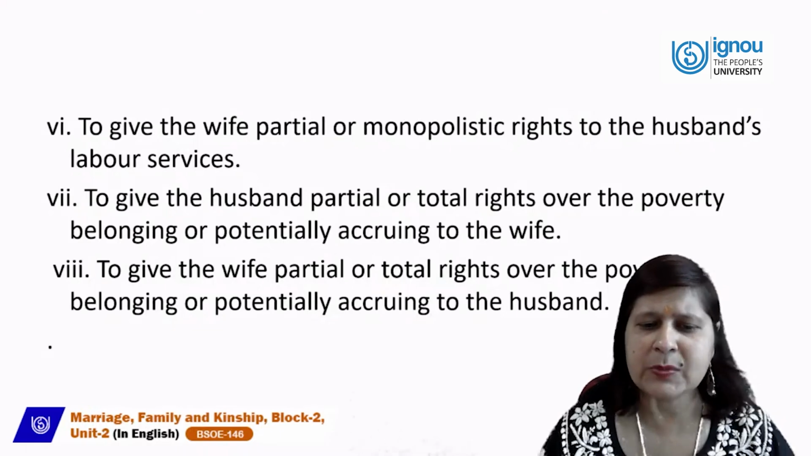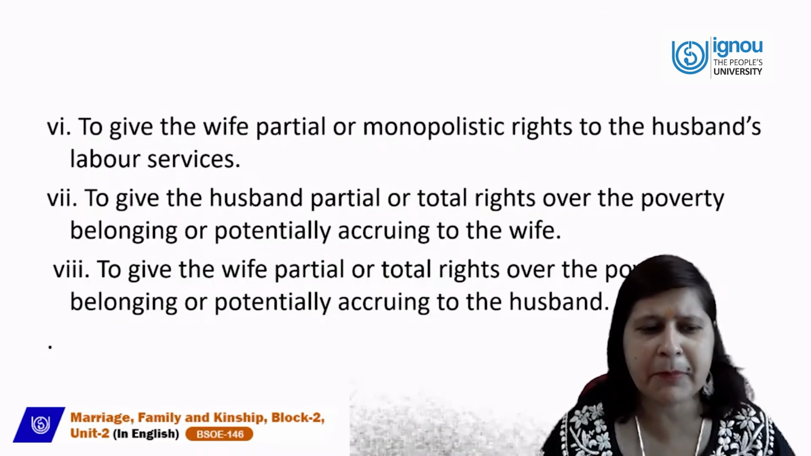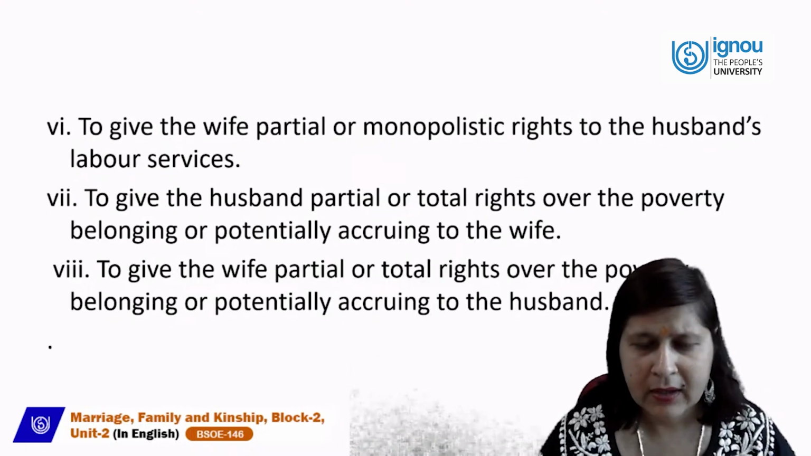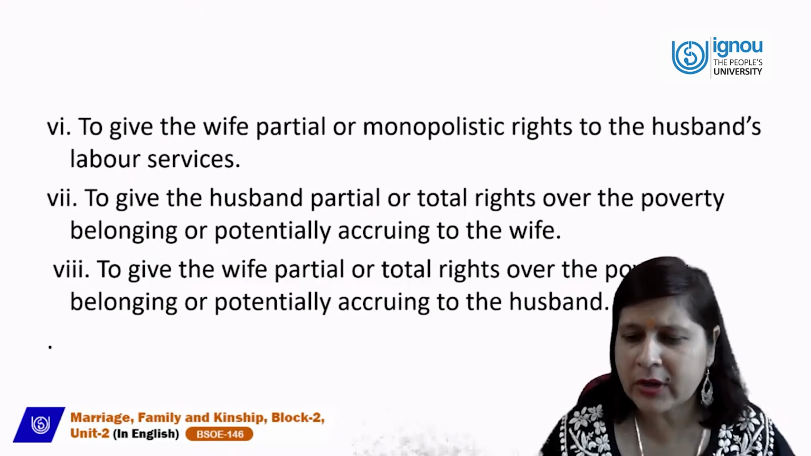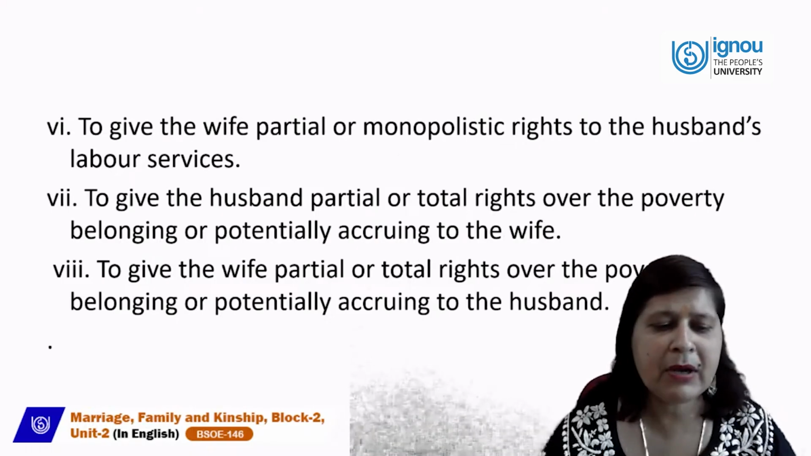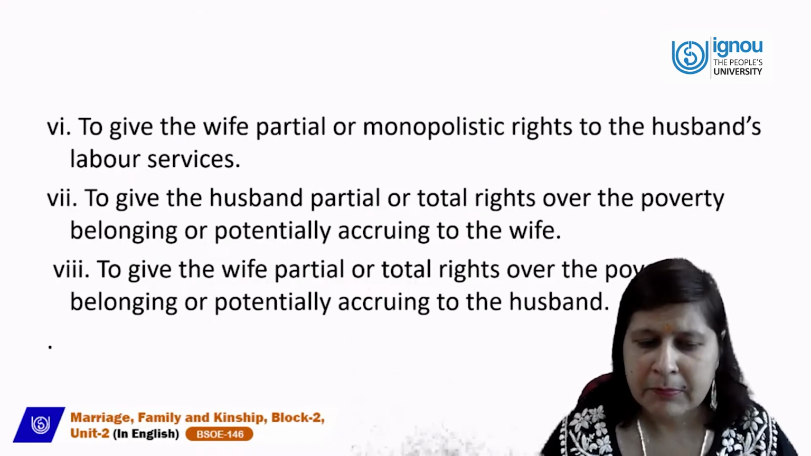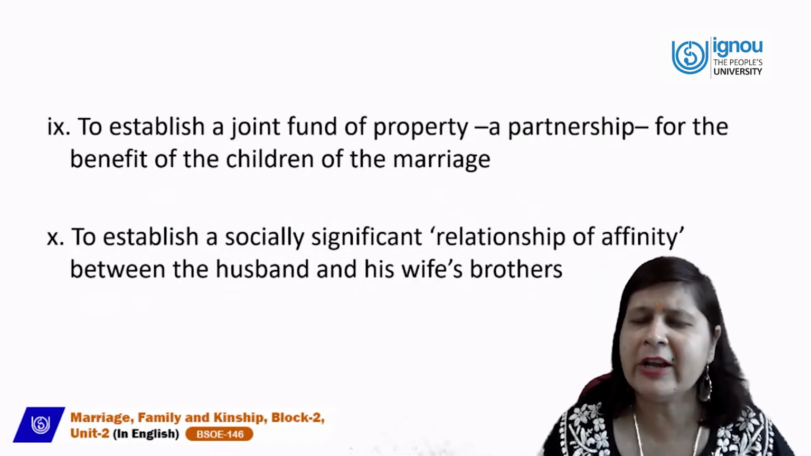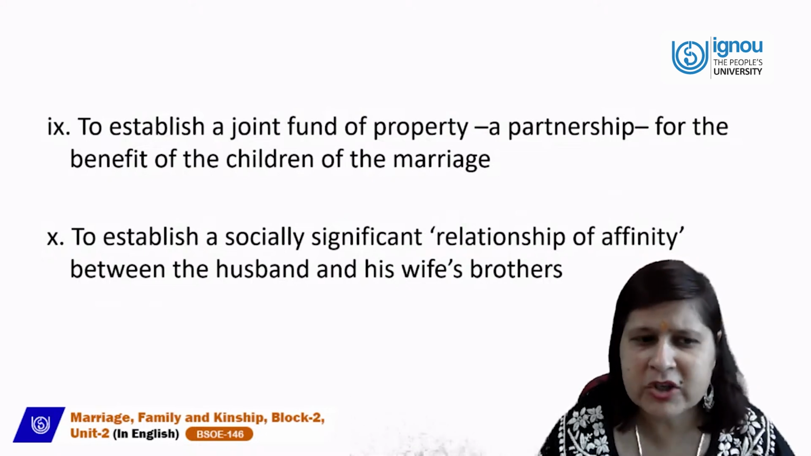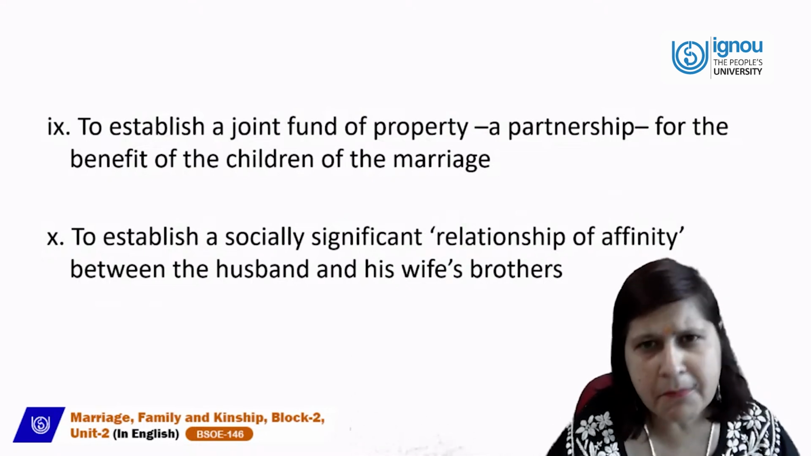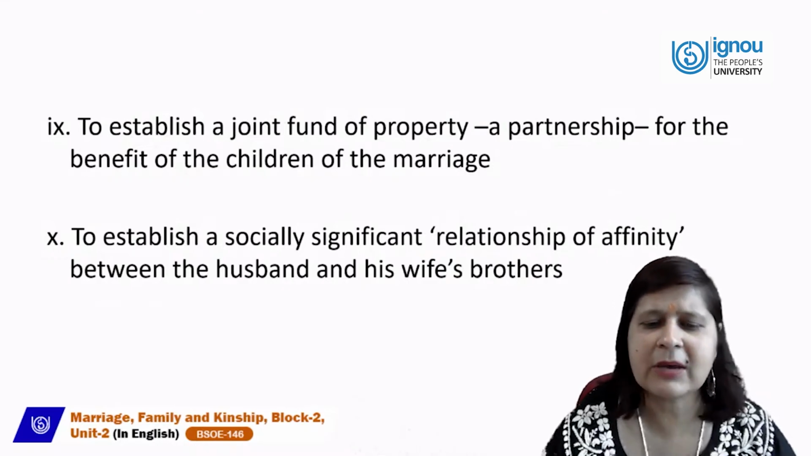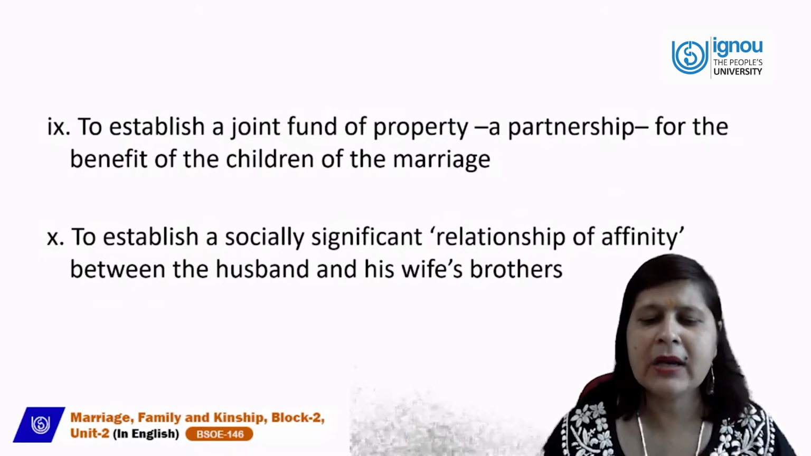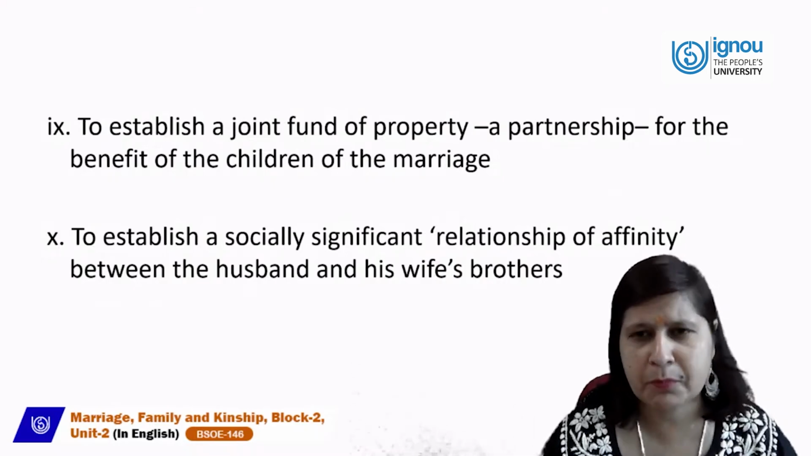Next is to give the husband partial or total right over the property belonging or potentially occurring to the wife. Next is to give the wife partial or total right over the property belonging or potentially occurring to the husband. To establish a joint fund of property, a partnership for the benefit of the children of the marriage. Next is to establish a socially significant relationship of affinity between the husband and his wife's brothers.